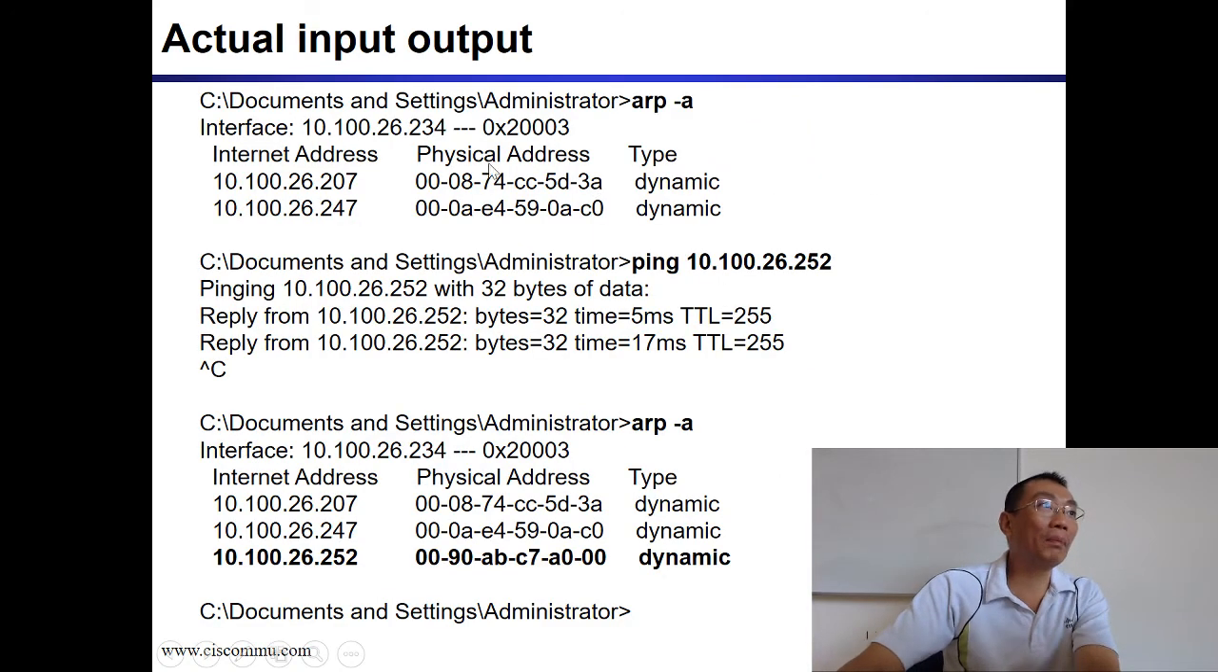So what happens? When you type ARP -a on your PC, you can see the IP address and the MAC address. When you ping this IP address and get a reply, you can then see the IP address and the MAC address. It's maintained locally in this PC.